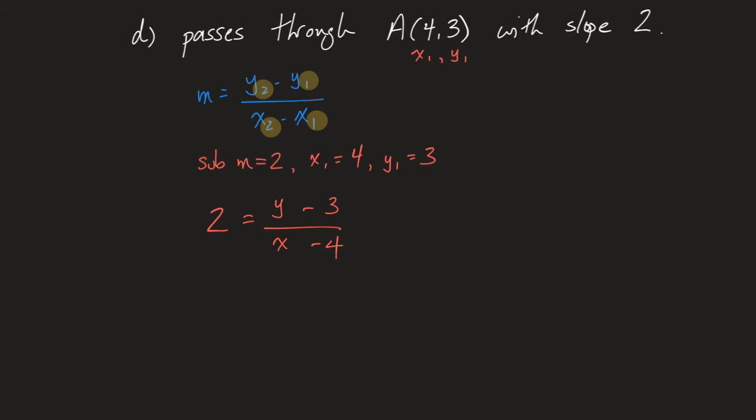Okay, here's where I need to give you some guidance as to where to go next. For us to build the equation of the line, we have to get rid of this divide by x minus 4. So how do we get rid of a divide by x minus 4? We multiply by x minus 4. So what we're going to calculate then is going to be the 2 times our x minus 4, and that's equal to y minus 3.